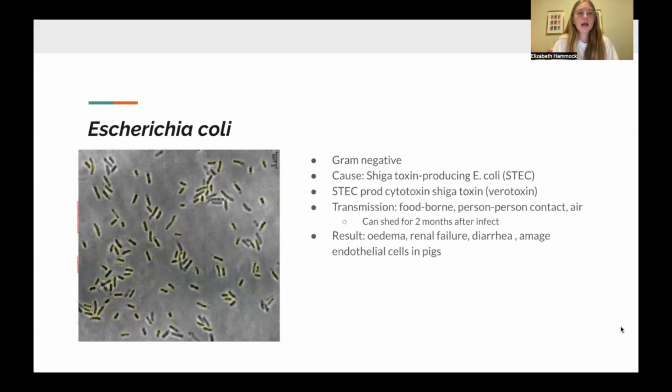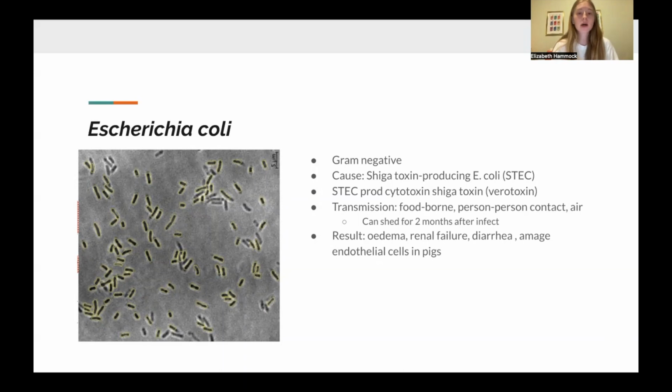Next, we'll talk about E. coli, Escherichia coli. This is a gram-negative bacteria, and it causes STEC. STEC produces a cytotoxin, which is also called a verotoxin. It is typically a foodborne pathogen and can be person to person in humans, and it can also be contracted via airborne pathways as well. It's important to be aware of E. coli as it can shed months after infection.